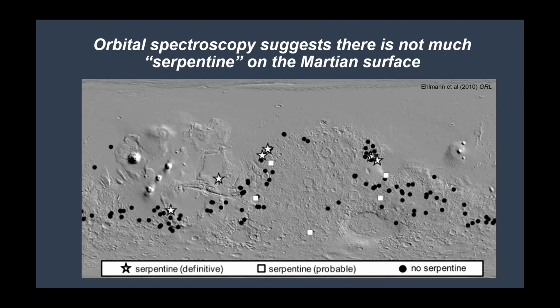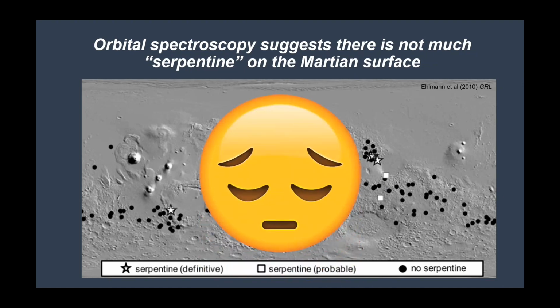Those of you that have thought about Mars and serpentinization have probably come across this paper at some point in your studies. You'll see that orbital spectroscopy measurements collected by Bethany Ehlmann and others back in 2010 suggest that there's not much serpentine, and I have that in quotes here, which is something we're really going to get into today, on the Martian surface. Each one of these stars is a definitive identification of serpentine on the Martian surface. The squares are probable identifications of serpentine. And all of these black dots are places where they looked but did not find serpentine. So, sad emoji for those of us that love serpentine, right? There's apparently not too much of it on the Martian surface.